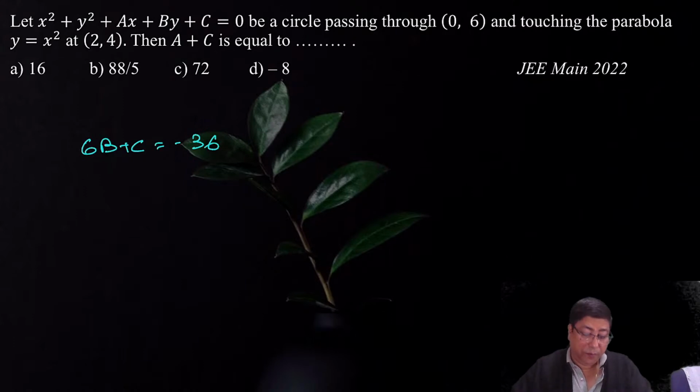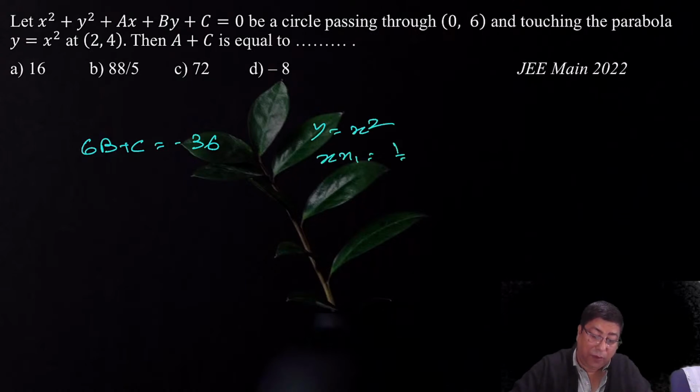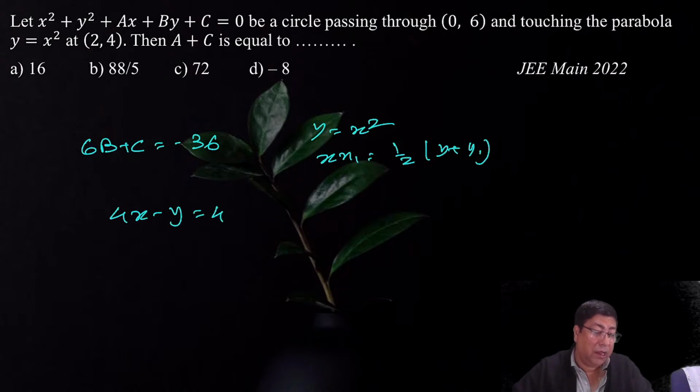And the tangent to the parabola y equal to x square at 2, 4. So we know the tangent to the parabola x square equal to y is x into x1 equal to half into y plus y1. Therefore, the tangent to the parabola is 4x minus y equal to 4. Now the tangent to the circle at point 2, 4 is what?